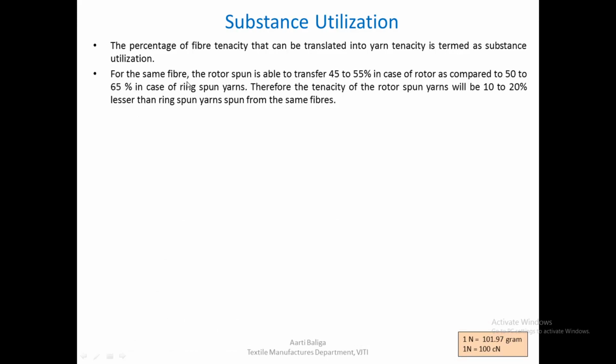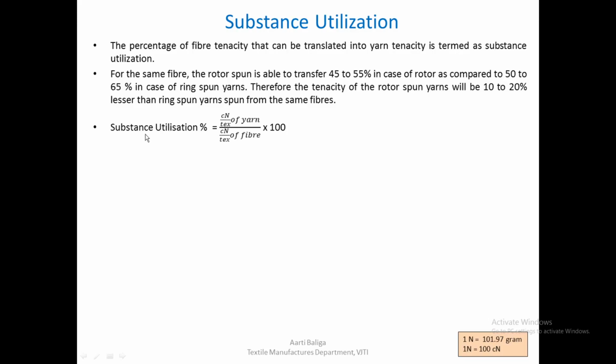And for the same fiber, if we take two cases, rotor and ring, and we take the same fiber and spin them on these two different systems, rotor spun is able to transfer 45 to 55% to the yarn, as compared to 50 to 65 in the case of ring spun yarn. So the translation factor of the tenacity of fiber towards the yarn strength is more in case of ring spun yarn. Therefore, the tenacity of rotor spun yarn will always be 10 to 20% lesser than that of ring spun, even if they are spun from the same fibers.